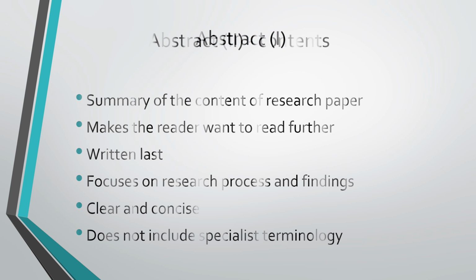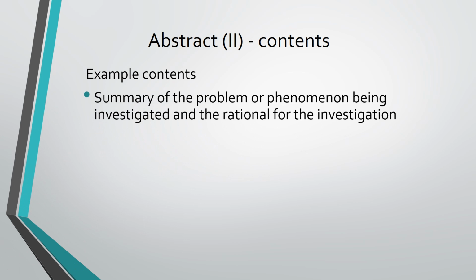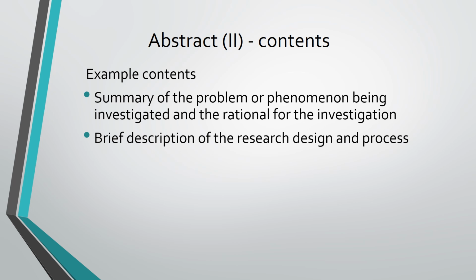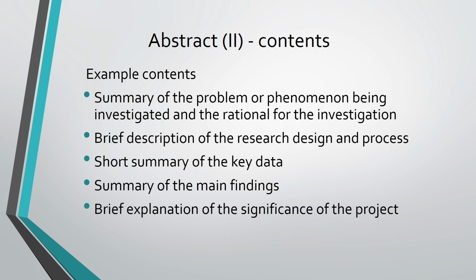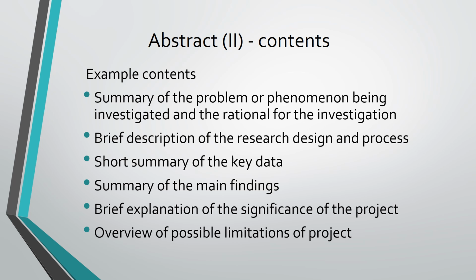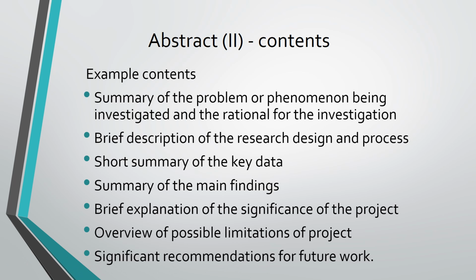Example contents are a summary of the problem or phenomenon being investigated and the rationale for the investigation, followed by a brief description of the research design and process. Then, a short summary of the key data and a summary of the main findings. This is followed by a brief explanation of the significance of the project and an overview of possible limitations of the project. Finally, give any significant recommendations for future work.